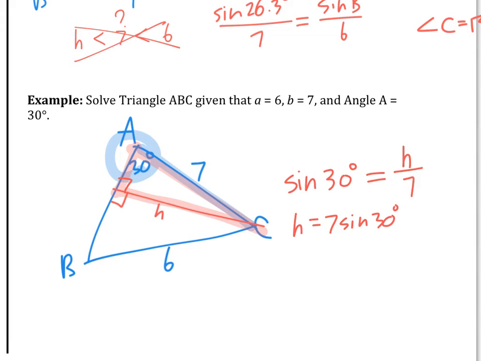Could you do the 30-60-90 triangle? Yes, you can. So sine 30 is actually what value? Sine 30 is 1/2, right? So then this is 3.5. All right, this is 3.5. So now the question: is 6 shorter than 3.5, equal to 3.5, or in between 3.5 and 7? In between. What does that mean? Two triangles. When we have two triangles, we have to draw both.